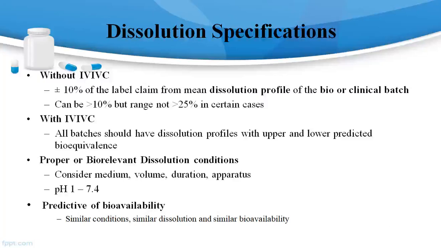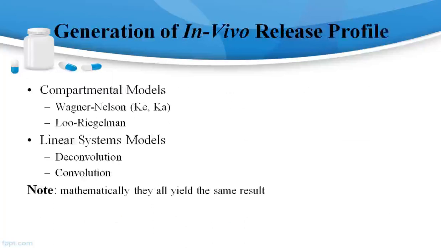Proper or biorelevant dissolution conditions. Under this we consider medium, volume, duration, apparatus and pH lying between 1 to 7.4. The predictive ability: under similar conditions, similar dissolution, similar variability is there.